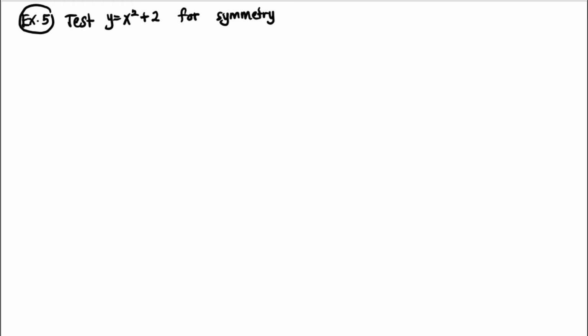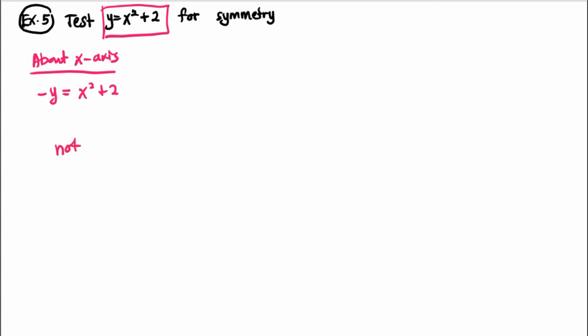So we need to test. Let's try the x-axis first. To check about the x-axis, we have to replace the variable y with negative y. So we have a negative y, and this one will become x squared plus 2. So this is not the same as this one, so it is not symmetric about the x-axis.